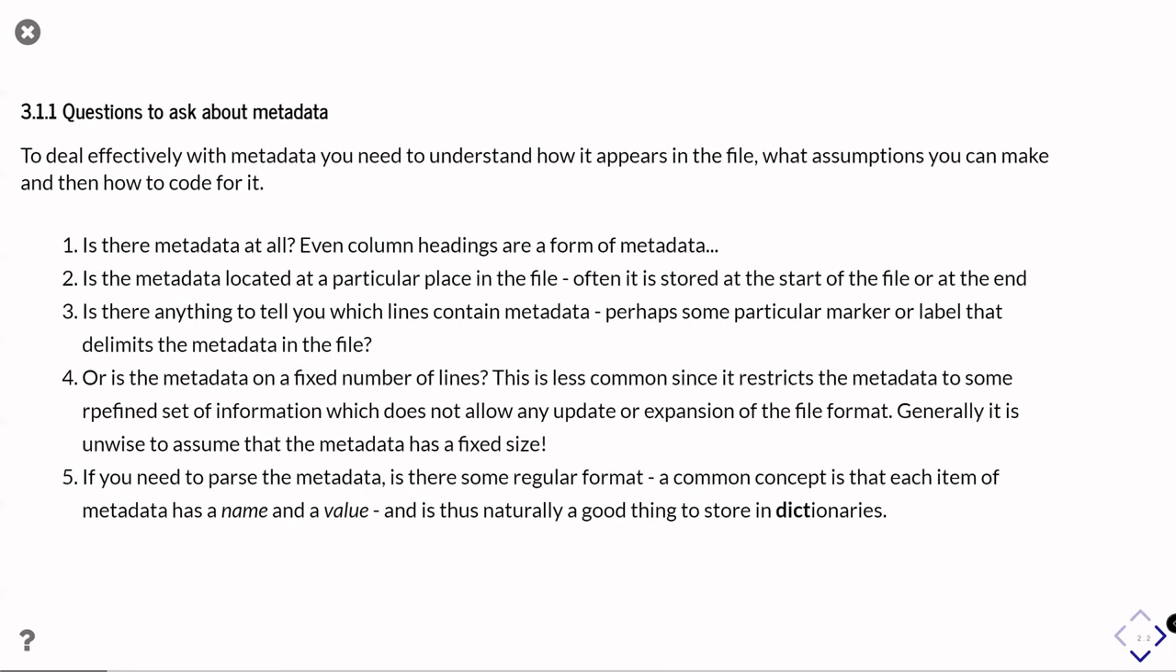So when you look at a file, you want to ask some questions about it. As we said in unit one, it's always a good idea to open up an example of a file you plan to work with in a normal editor and just see what's there and how it's set out. So the sort of questions you want to ask about the metadata are, first of all, is there metadata there at all? Remember, even column headings are a source of metadata because they tell you about how to interpret the numbers. Is the metadata located at a particular place in the file?